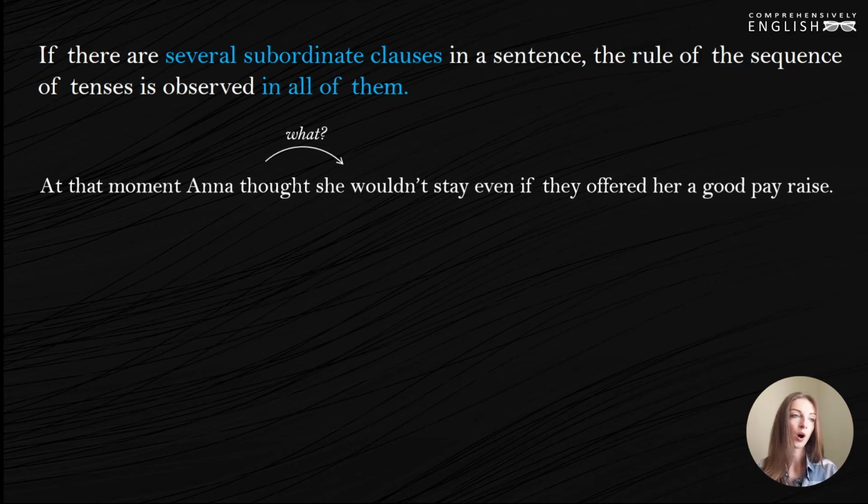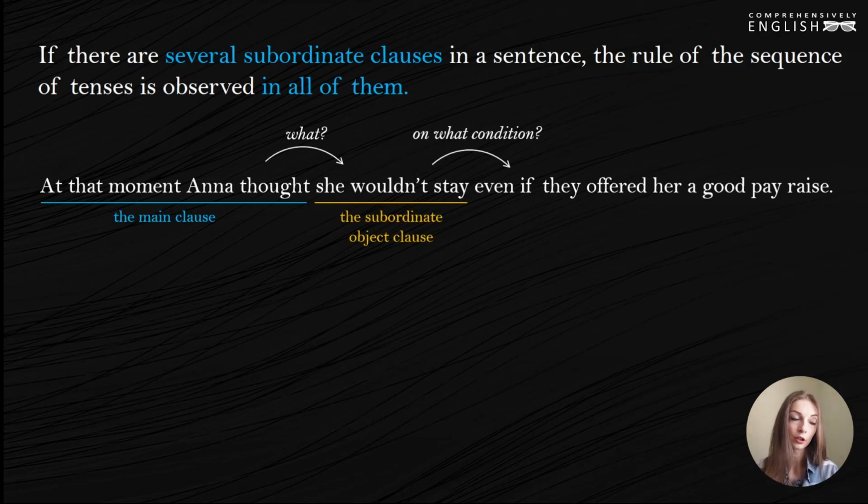Anna thought what? That she wouldn't stay. And she wouldn't stay on what condition? We have two subordinate clauses in this sentence. The main clause is, at that moment, Anna thought. She wouldn't stay is the subordinate object clause, and even if they offered her a good pay raise is the subordinate clause of condition. In this sentence, we sequenced all the tenses, right?